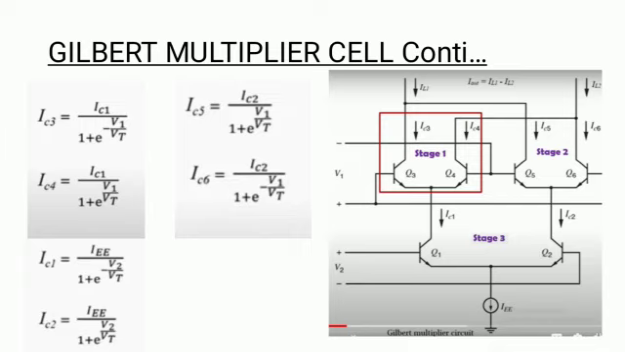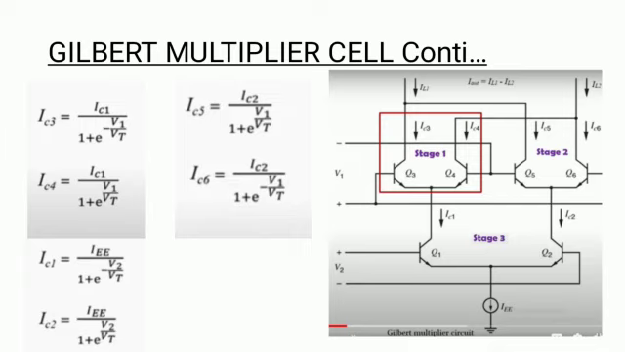Similarly, for the emitter coupled pair in stage 2, the current at the emitter coupled junction is the collector current of the Q2, and the positive of the input V1 is connected to the base of the transistor Q6 and the negative is connected to the base of Q5. Hence, the collector currents of this emitter coupled pair are IC5 equals IC2 by 1 plus e raised to V1 by VT, and IC6 equals IC2 by 1 plus e raised to minus V1 by VT.